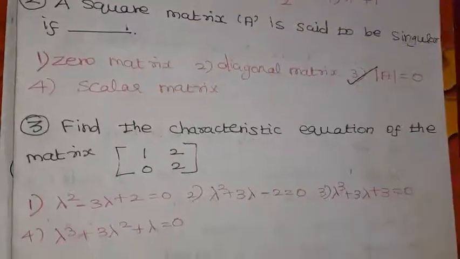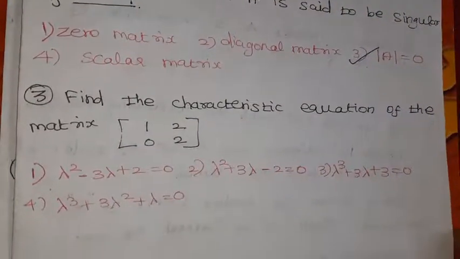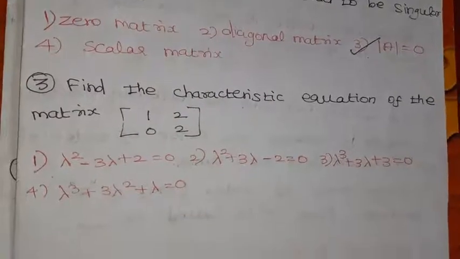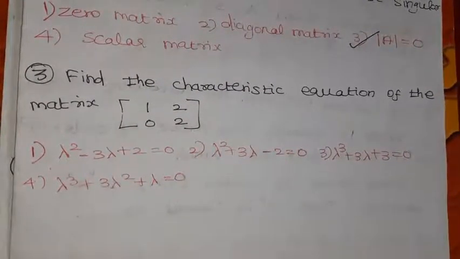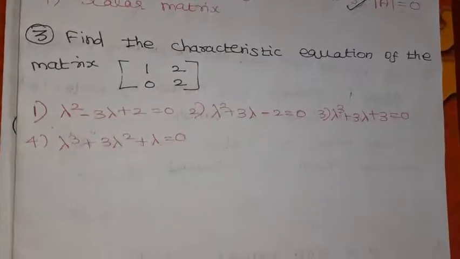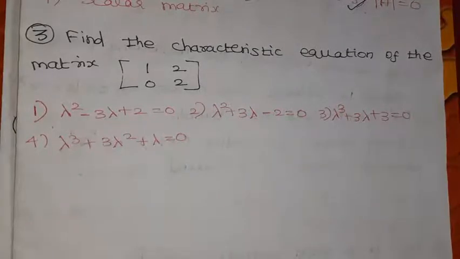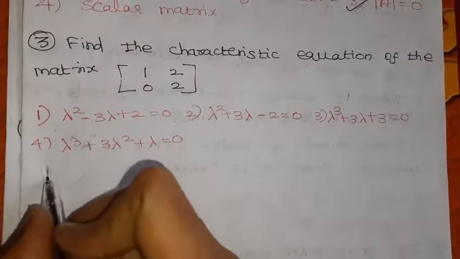Then question number 3: find the characteristic equation of the given matrix. We are going to find the characteristic equation for the given matrix. We have two methods. One is the standard method, using the Cayley-Hamilton theorem. The other one is a simple shortcut. We will see the two methods one by one. First, method 1.